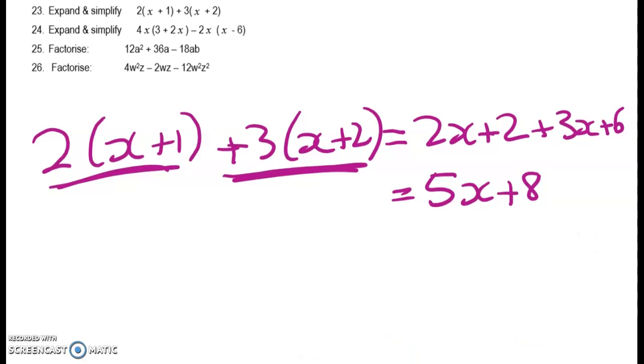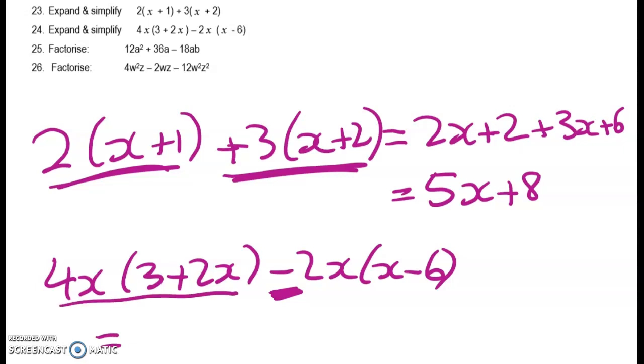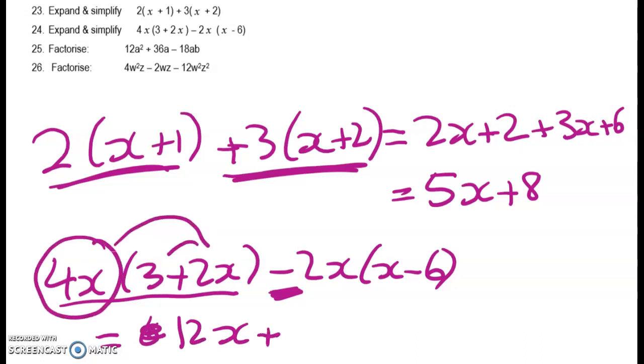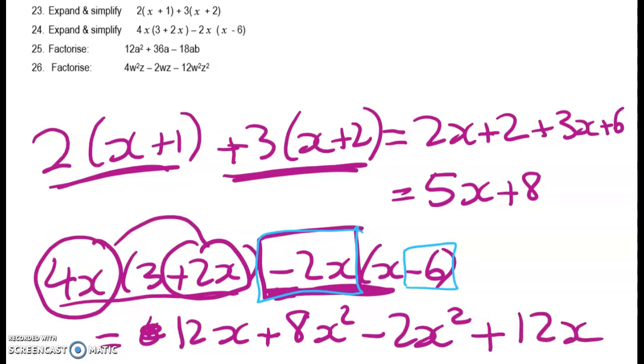Right, next one. 4x times 3 plus 2x minus 2x times x minus 6. So in here what I have to be careful about is this minus sign here. Let's expand out these brackets first. We get 12x plus 4x times 2x gives me 8x squared. Now we have minus 2x times x, so minus 2x squared. And I'm multiplying this one. Let's change pen colour. This one here times -6. So a negative times a negative is a positive, and I get plus 12x.